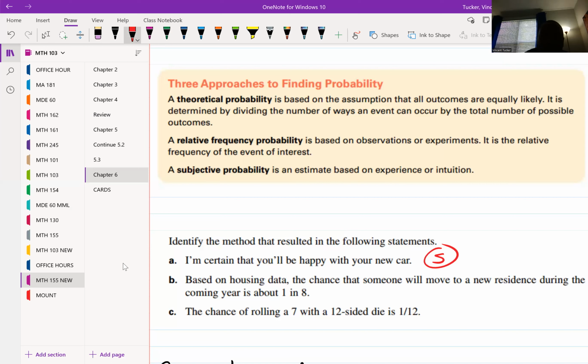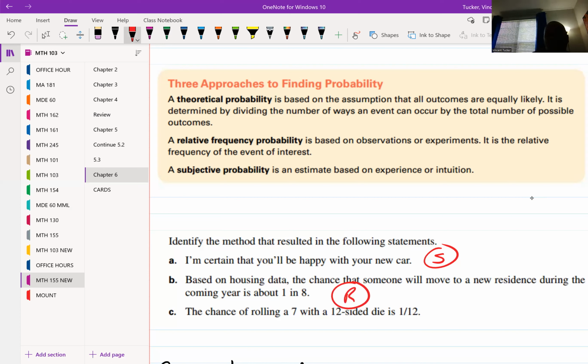The next one, based on housing data, the chance that someone will move to a new residence during the coming year is about 1 in 8. So it says based on the housing data. This one is based on observations or experiments, is relative frequency, and so that's going to be relative frequency probability.